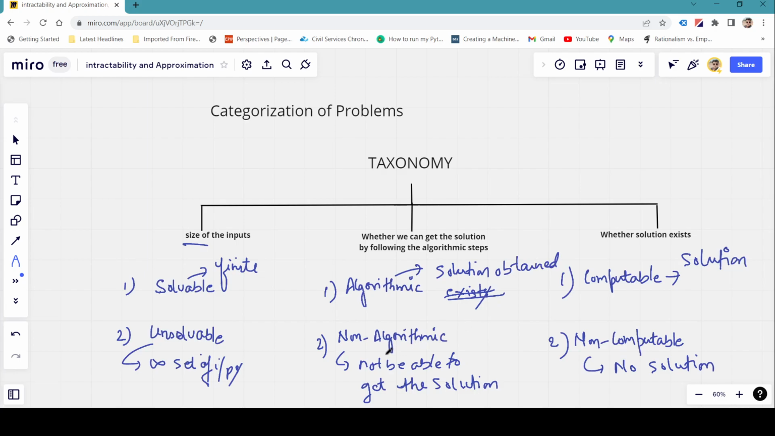On the other hand, non-algorithmic problems are those for which you will not be able to get a solution even when you follow the different algorithmic steps in a given order. Lastly, a problem is computable if it has a particular solution. If the solution exists, we say that the problem is computable, otherwise it remains non-computable.